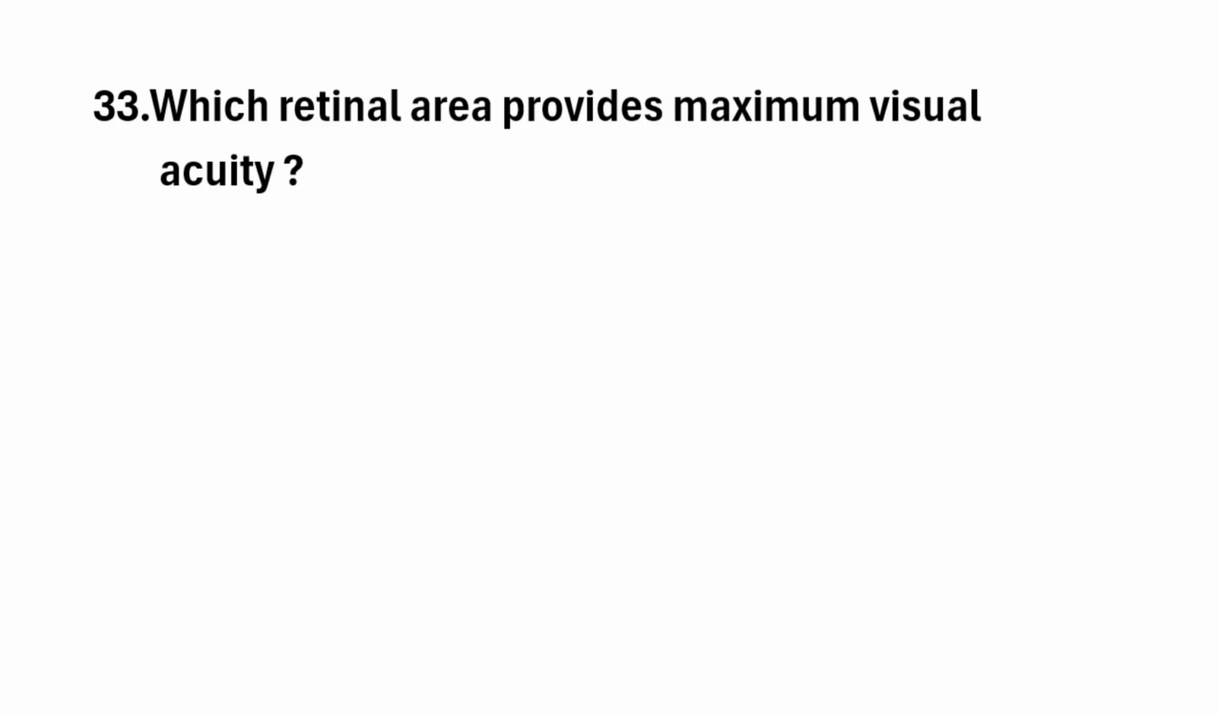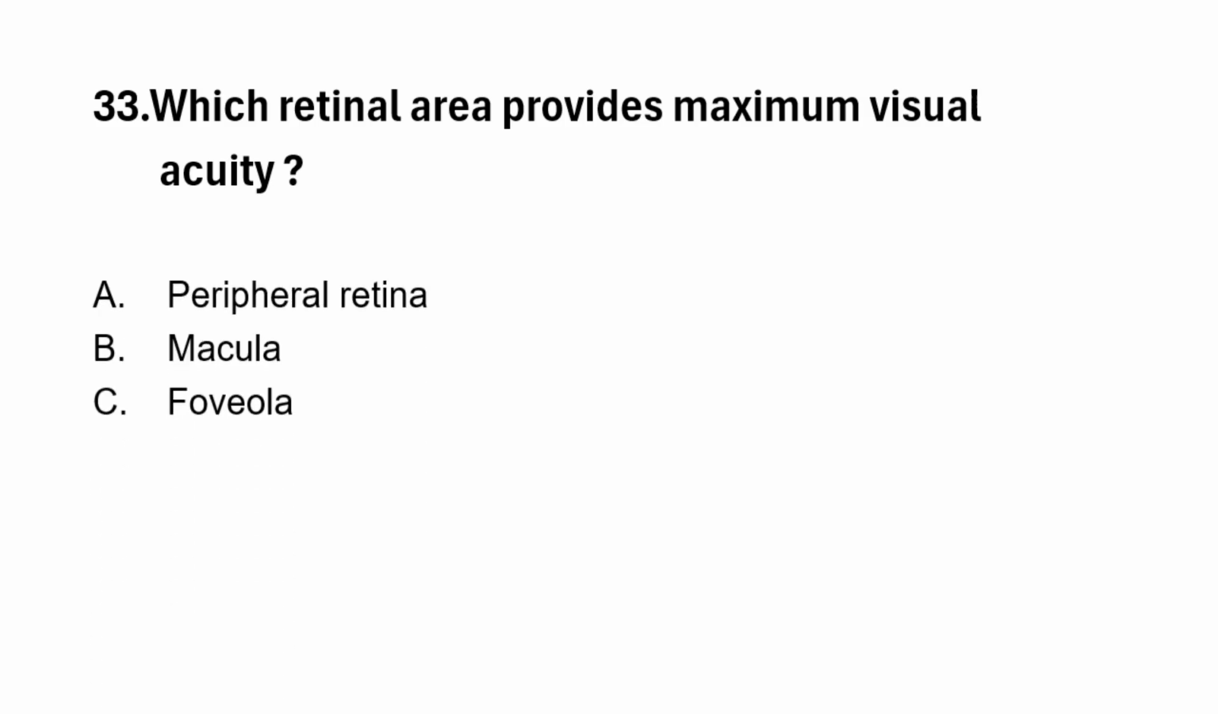Moving to the next question, question number 33. Which retinal area provides maximum visual acuity? Option A peripheral retina, option B macula, option C foveola, and option D optic disc.